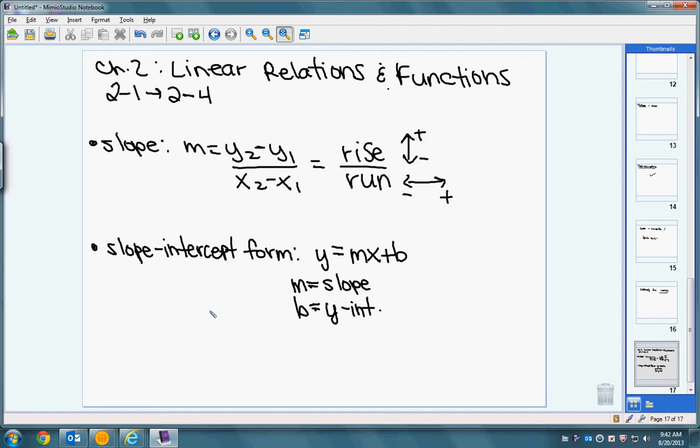Which one do you graph first? You graph your y-intercept first. From there, you can use your slope. So in math, a lot of times things go in alphabetical order, which is true here. The b comes before the m, if that helps you. The next slide.